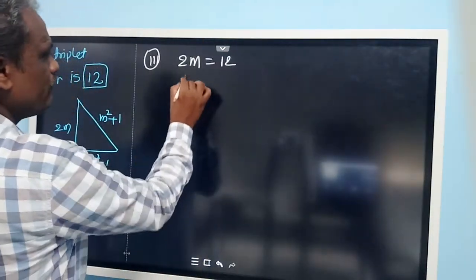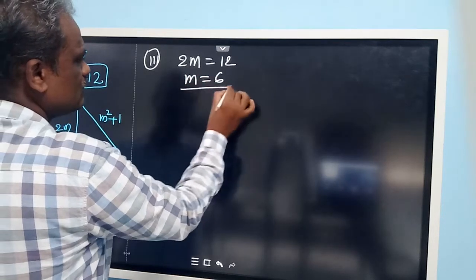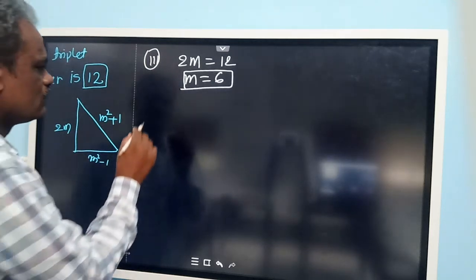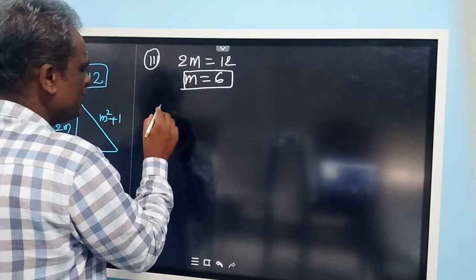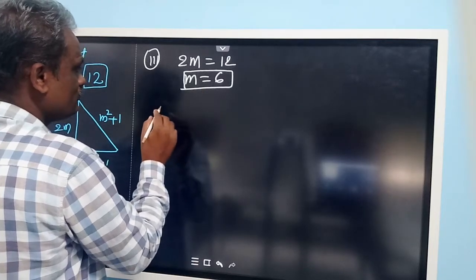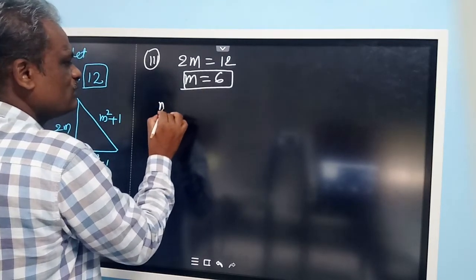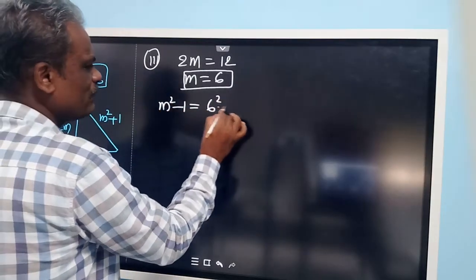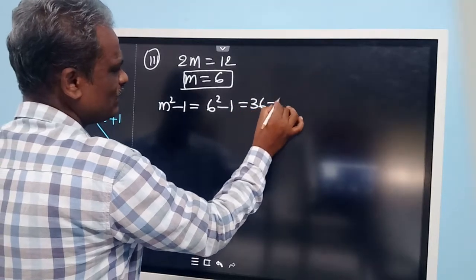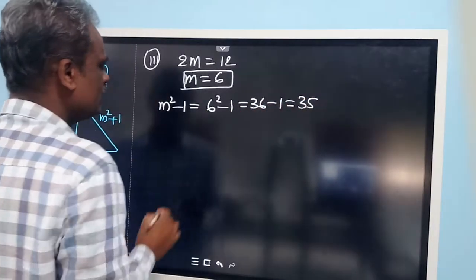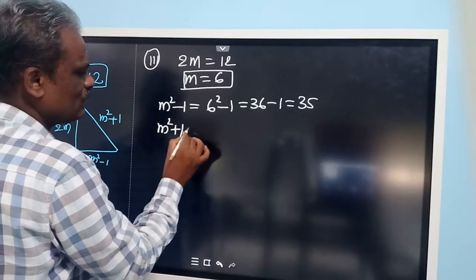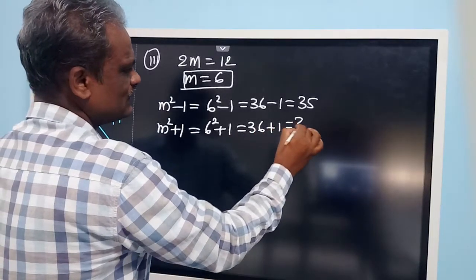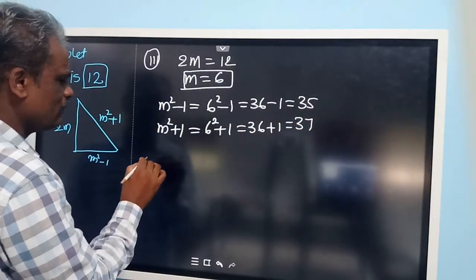2m is equal to 12 means m is equal to 6. You got m is equal to 6. So now it is an integer, a natural number, a positive integer you are getting. Now let us see. m is equal to 6 means what happens? m square minus 1: 6 square minus 1, 36 minus 1, it is 35. Then the other side, m square plus 1: 6 square plus 1, 36 plus 1, it is 37. So therefore the Pythagorean triplet.